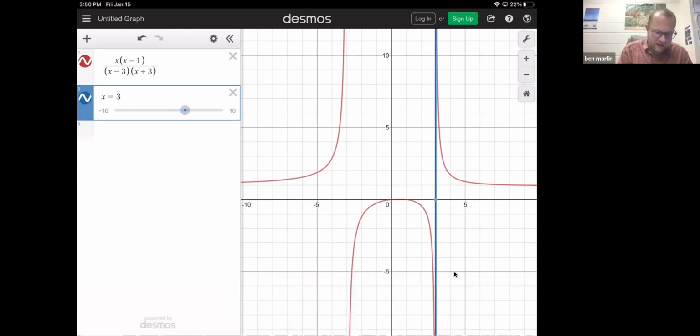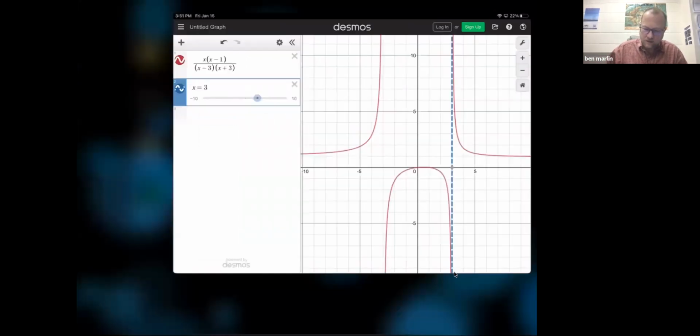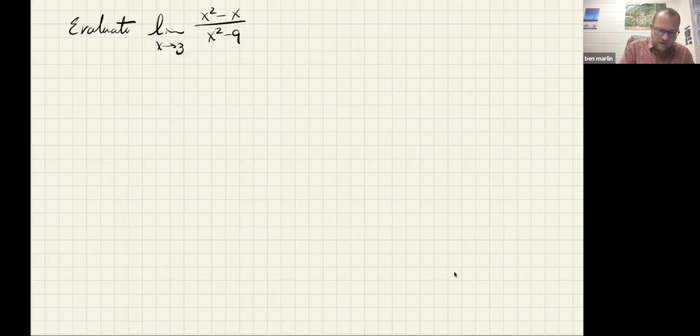And I am going to take that and turn it into a dashed line so that you can see the asymptote better. Okay. So we have an asymptote, a vertical asymptote, and we're talking about x going to 3, not going to 3 from the left or going to 3 from the right. So when we jump back to our notes app here, we're going to jot down the limit as x goes to 3 from the left of x squared minus x over x squared minus 9.